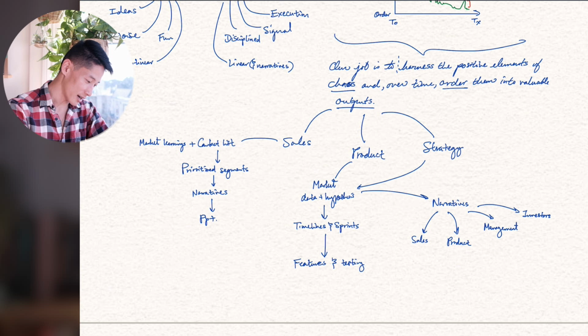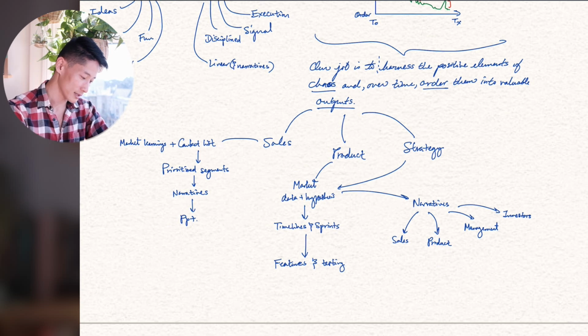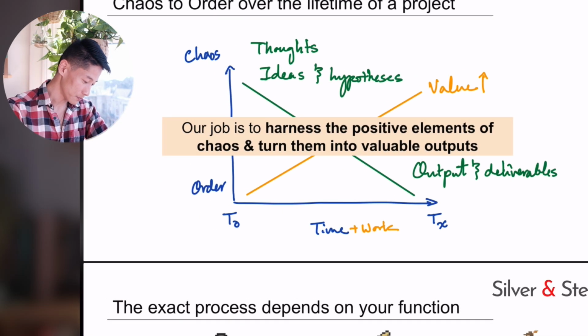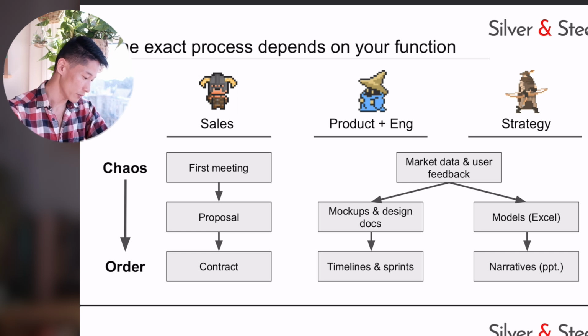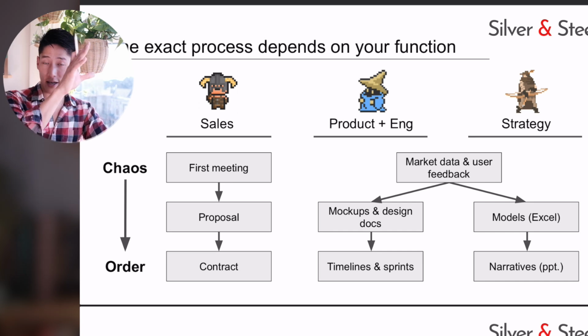And here, this diagram of the dynamic between sales, product, and strategy, well, here is the actual slide example of it, right? Sales, product, engine, strategy, where my map essentially fits, where the chaos to order flow actually is.